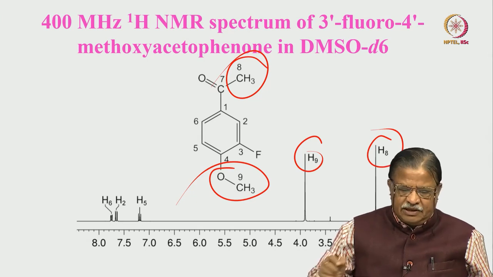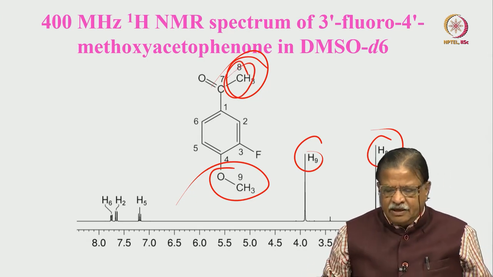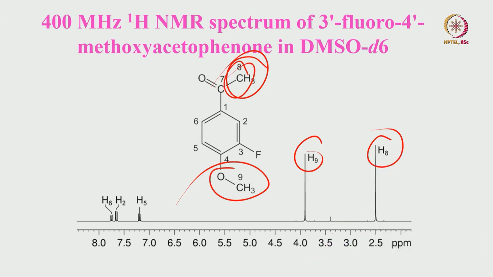This is a methoxy proton, just CH3 groups. And here, H8 and H9, both of them are singlets. There is no long range coupling that we are seeing, maybe we are not seeing it. The remaining are only these three protons, 1, 2, and 3, and they are all coupled to fluorine.